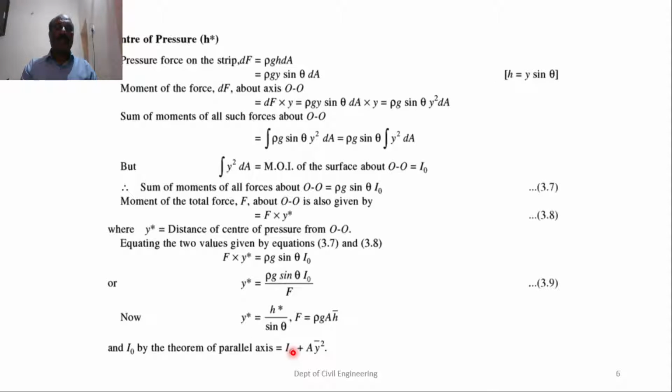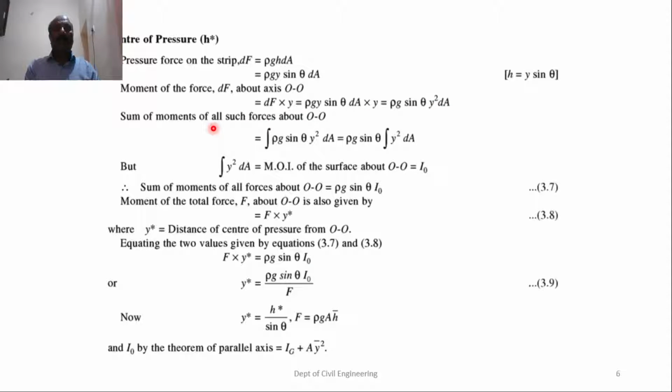The pressure force on the strip is dF equal to rho g h into dA, which is rho g y sin theta dA, since h is equal to y sin theta. Now the moment of force dF about the axis O is dF into y, which is rho g y sin theta dA into y, so rho g sin theta y square dA.